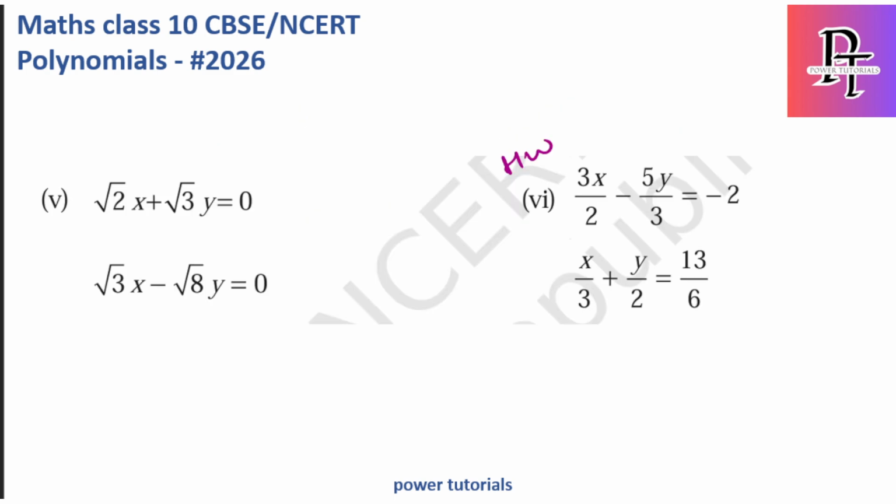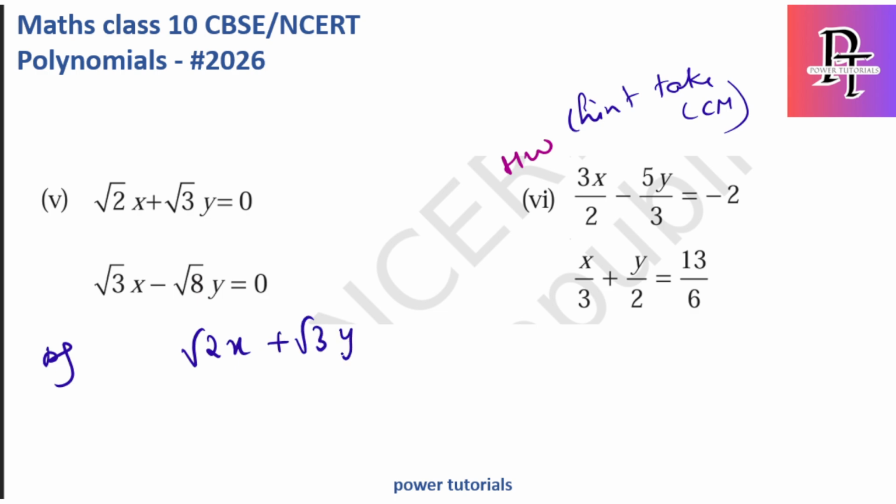Now we'll solve the fifth question. This is homework, so I will give a trick hint as well. Hint: take the LCM, for these two, and then solve it. Okay, so let's solve the fifth question. The fifth one is root 2x plus root 3y is equal to 0 and root 3x minus root 8y is equal to 0.